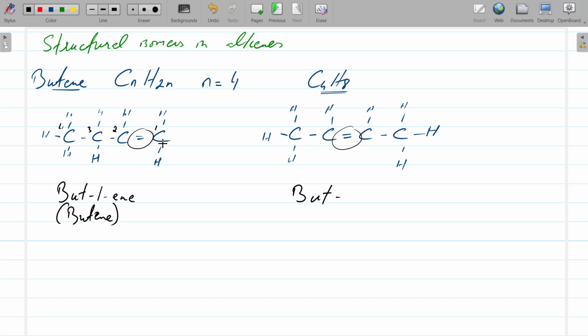The double bond is on the second carbon. So you start numbering 1, 2, 3, 4. And you'd ask, why did you start from the left side? Well, we can do it the other way around, 1, 2, 3, 4. In this case, it doesn't matter because it's smack in the center. Whether I number it from the left or the right, it's giving me the second carbon. So it's but-2-ene. It is a structural isomer of butene, where the 2 is representing the carbon-carbon double bond.